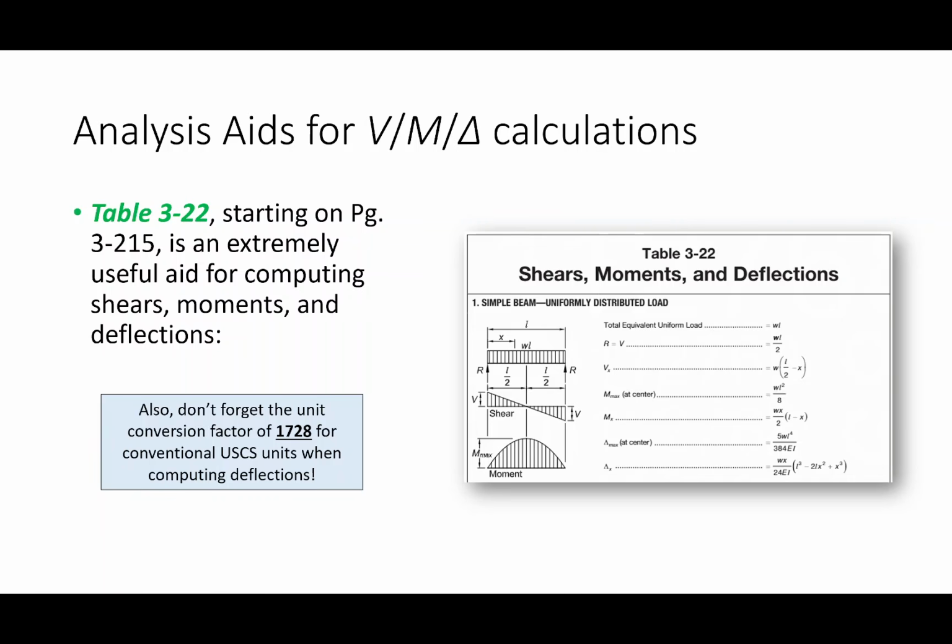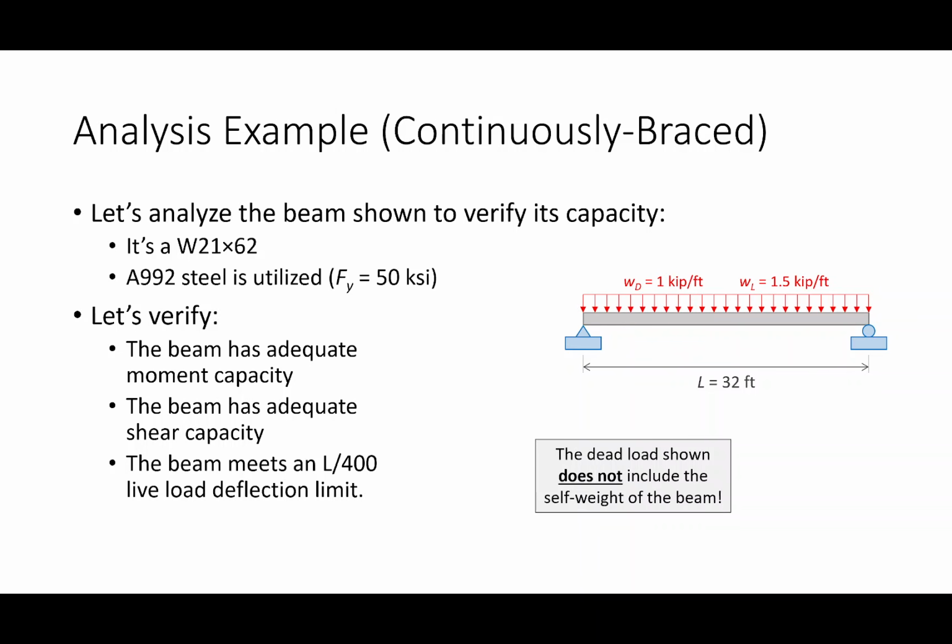But this is table 3-22. This is also tabbable. A couple things I'll mention. Don't forget your unit conversion factors and whatnot. But also, one thing I don't like about this, so for example, if you look at M max is WL squared over 8, and that really doesn't look like an L. So I don't like the fact that it doesn't look like an L. So yeah. Just be careful. Okay. I've done a lot of talking. Let's do some calculations.